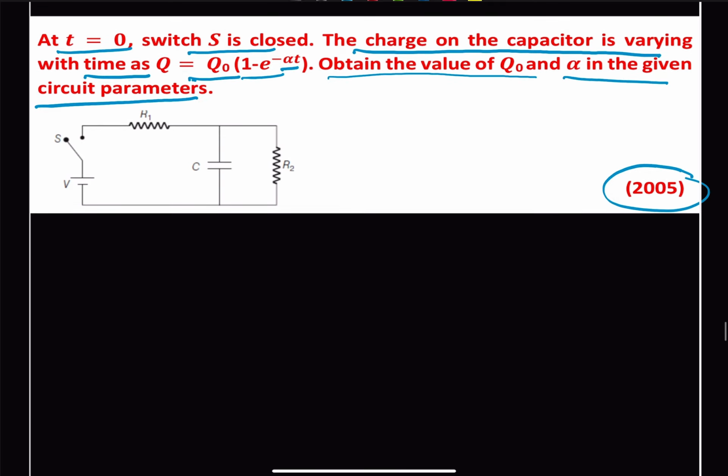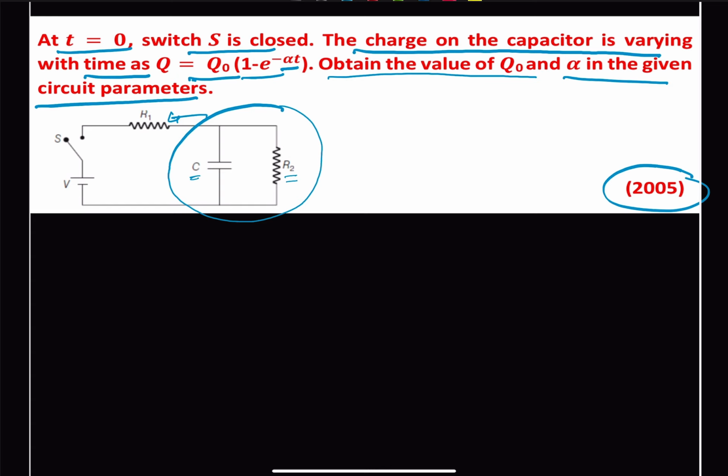So here this is basically our RC circuit, a combination of RC circuit, but the circuit is drawn a little bit different. We have a capacitor C in parallel with the resistance R2, and this entire circuit is in series with our resistance R1. Okay, so the circuit is drawn a little bit differently.